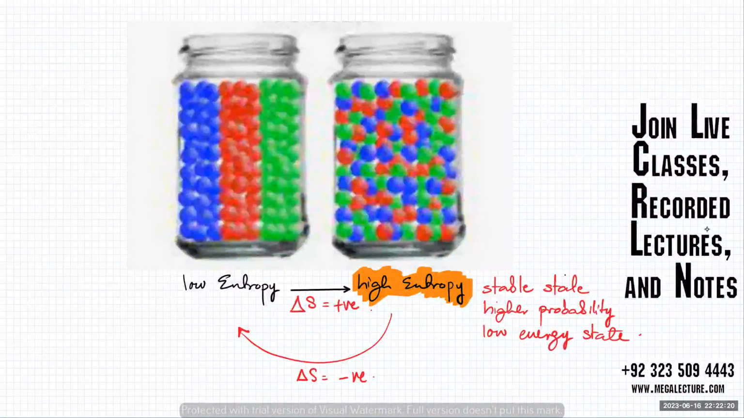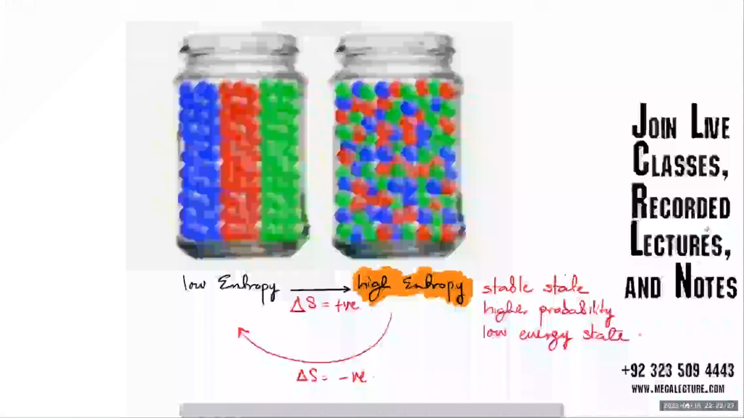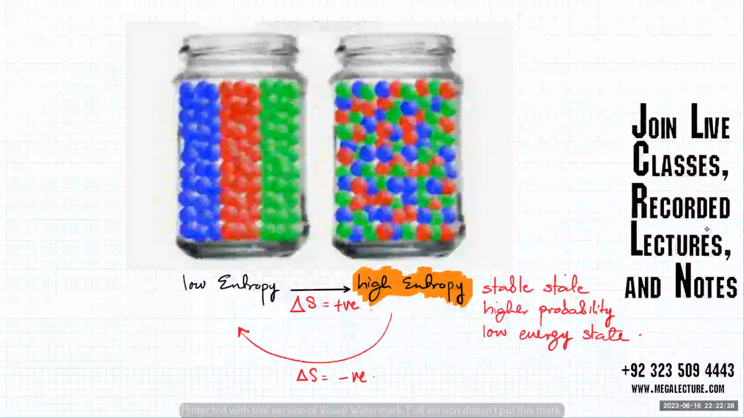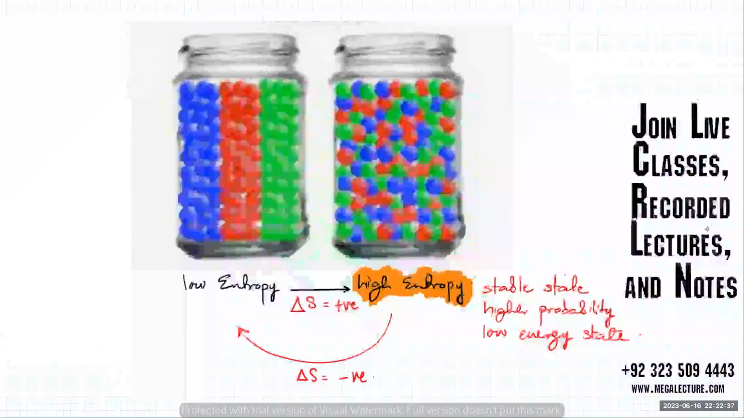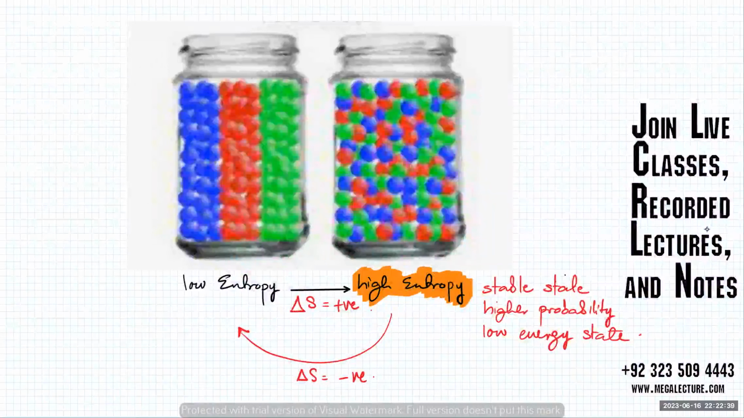So you've got a messy room and you've got a neat and tidy room. Which one is the most stable state? The messy room. And why do you think that's the most stable state? Why do you call it a stable state? Because it's the highest probability and the lowest energy.